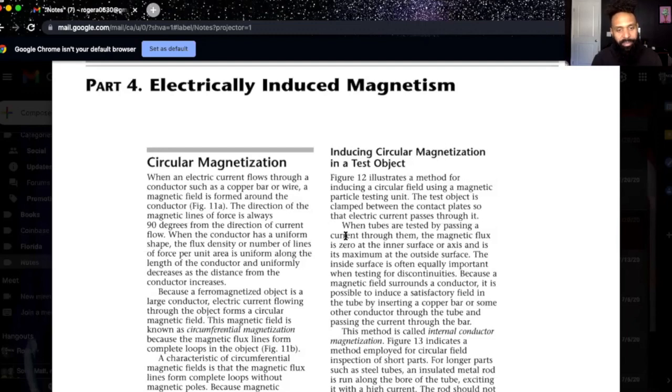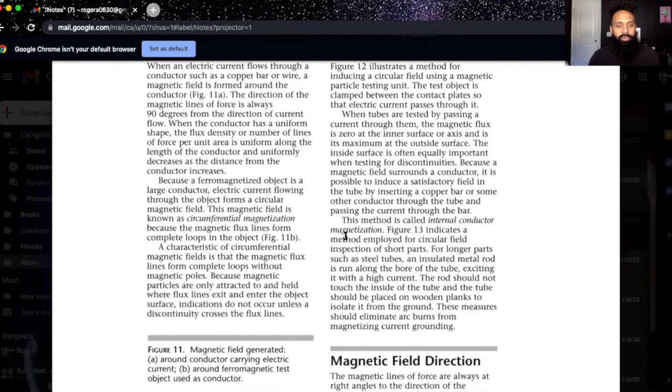Because a ferromagnetized object is a large conductor, electric current flowing through the object forms a circular magnetic field. This magnetic field is known as circumferential magnetization because the magnetic flux lines form complete loops in the object. A characteristic of circumferential magnetic fields is that the magnetic flux lines form complete loops without magnetic poles. Because magnetic particles are only attracted to and held where flux lines exit and enter the object's surface, indications do not occur unless a discontinuity crosses the flux lines.